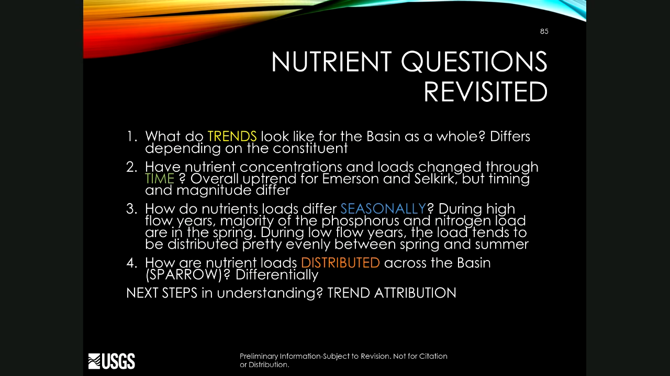The seasonal pattern that we saw was consistent among each of the constituents, as well as the pattern that we saw between the high flow and the low flow years. The majority of the phosphorus and nitrogen load is occurring in the spring in those high flow years. In the low flow years, the load tends to be distributed pretty evenly between spring and summer.